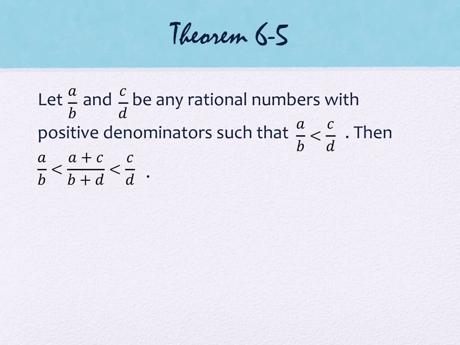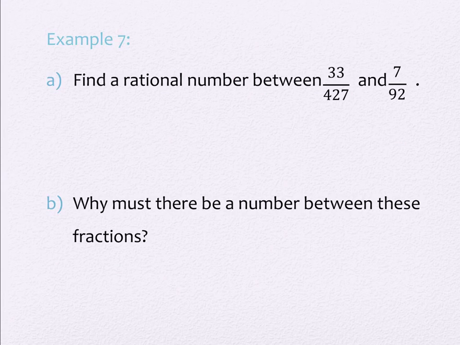So here's an example of one of those. 33 over 427 and 7 over 92. If you were to have to add these two numbers together and divide by 2, that would not be easy, because the denominators are not the same. You guys with me? So we haven't done this yet in this class. We will, but you'd have to get a common denominator, right? And those are not especially pretty numbers, 427 and 92. I mean, really? I don't want to get a common denominator between those two.